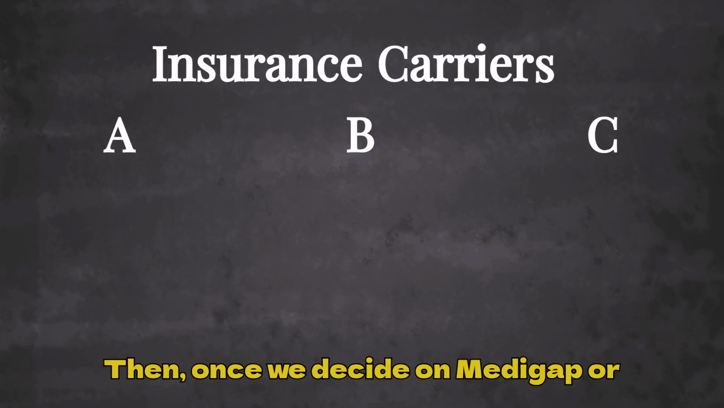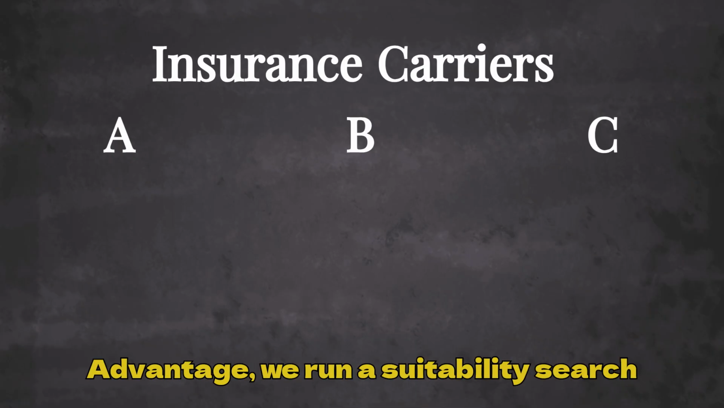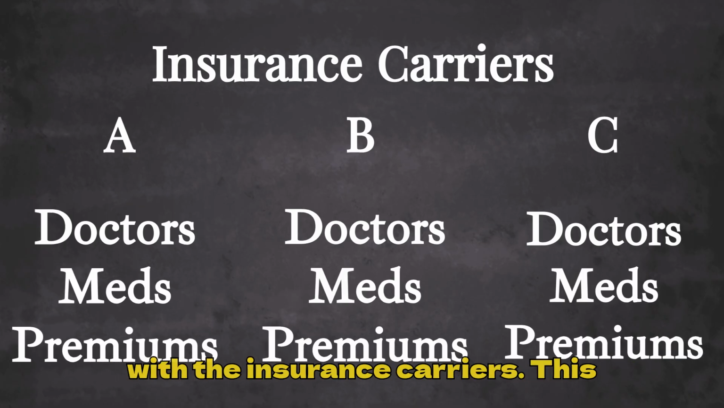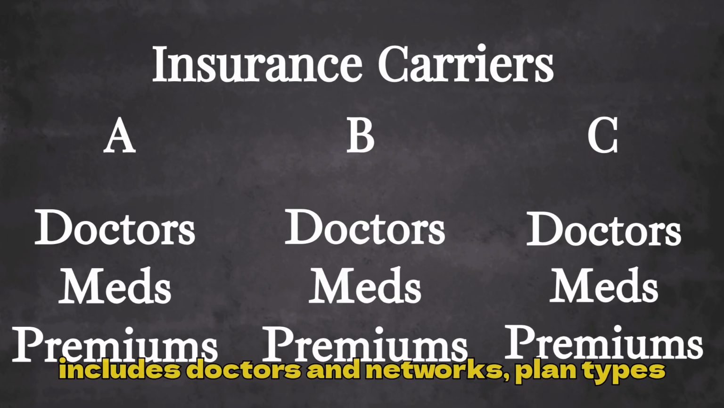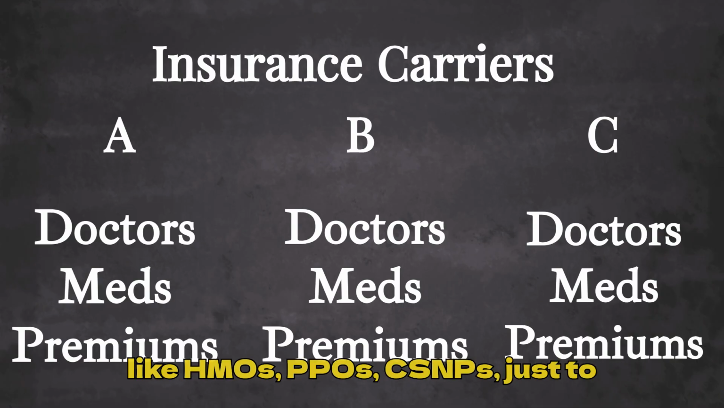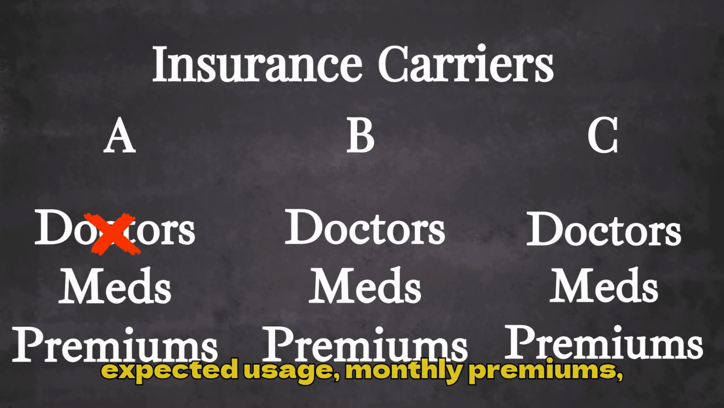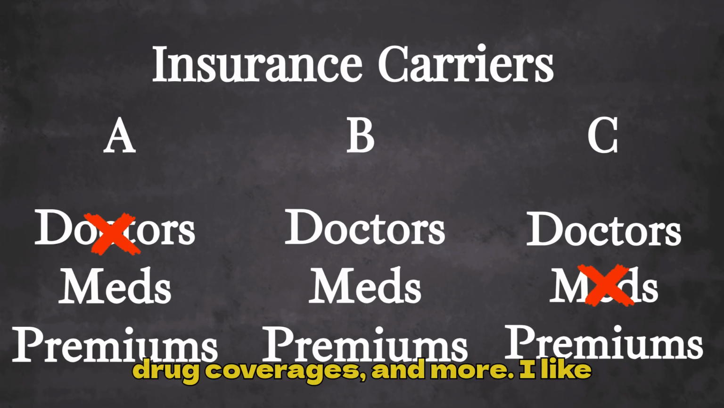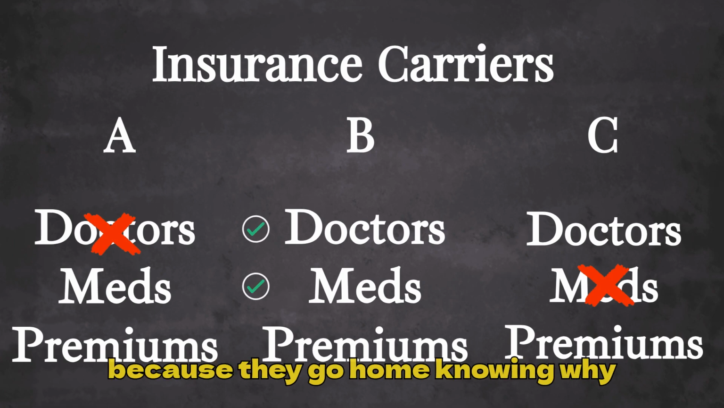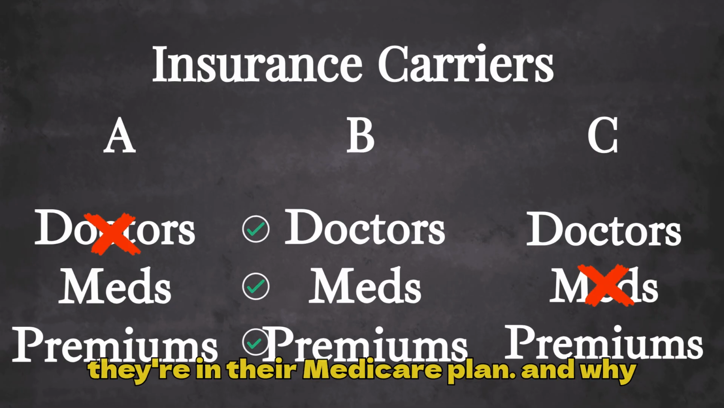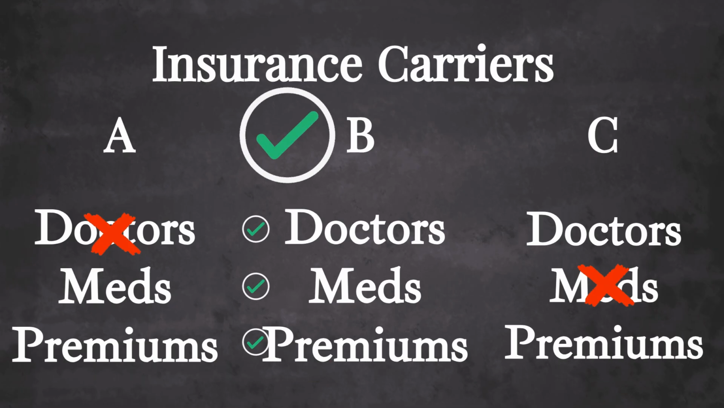Then once we decide on Medigap or Advantage, we run a suitability search with the insurance carriers. This includes doctors and networks, plan types like HMOs, PPOs, C-SNPs, just to name a few, coverage requirements, expected usage, monthly premiums, drug coverages, and more. I like going through this with our clients because they go home knowing why they're in their Medicare plan and why they're not in another.